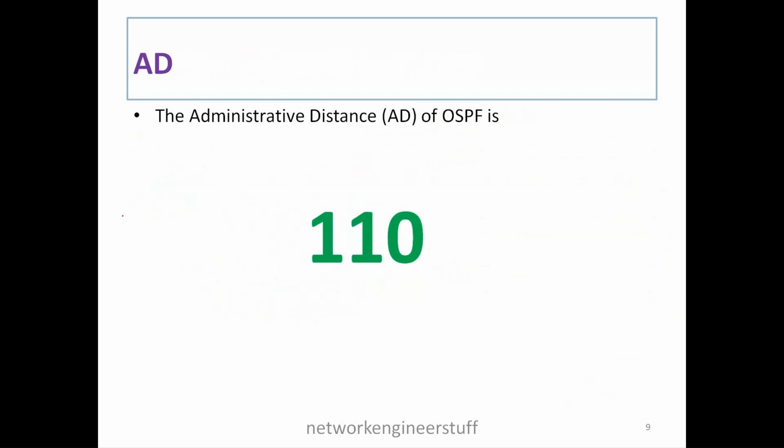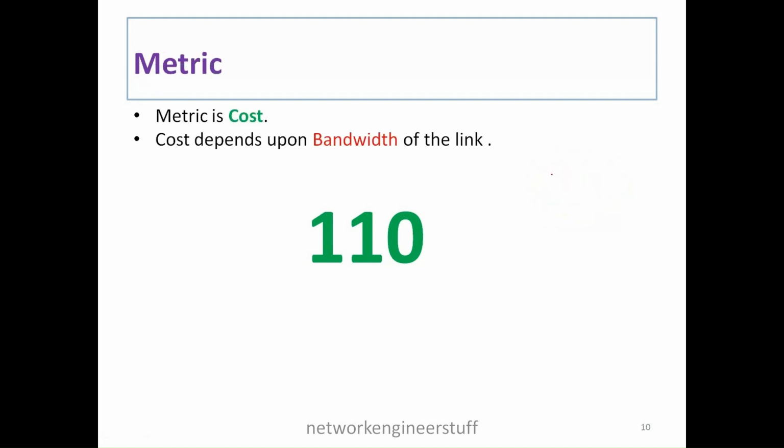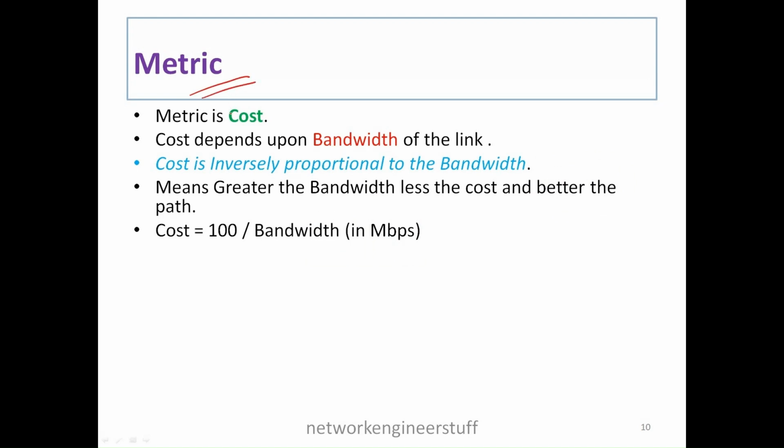AD value. Now the routes which are learned via OSPF will have the AD value of 110. So this is the AD value. Now guys, many of you know what AD value is. I won't go into the basics of CCNA. So whatever routes are learned via OSPF, guys, do remember, this is a very important interview question as well. The AD value of the routes learned via OSPF is 110.